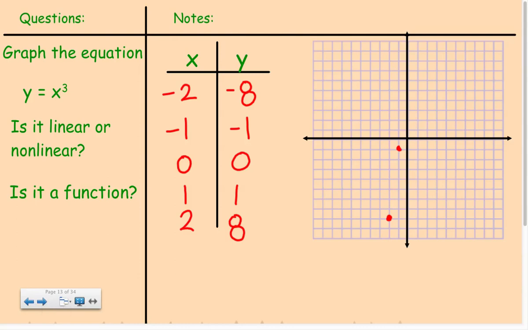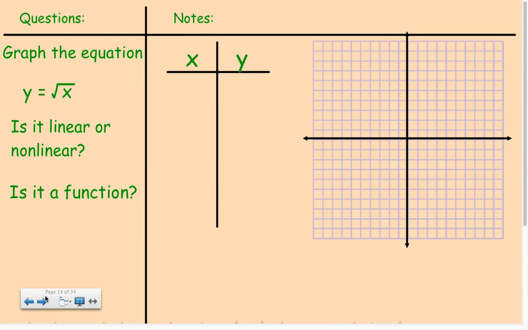-1, 1, 0, 0, 1, 1, 2, 1, 2, 3, 4, 5, 6, 7, 8. So that one looks like a smooth curve. Is it linear? Nope. Is it a function? Yes.